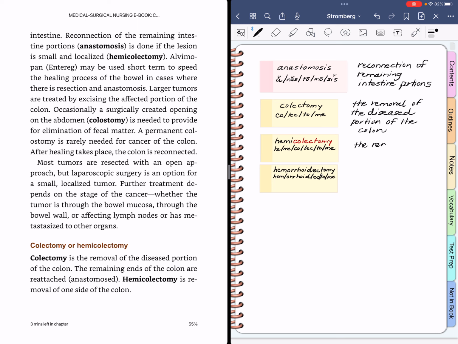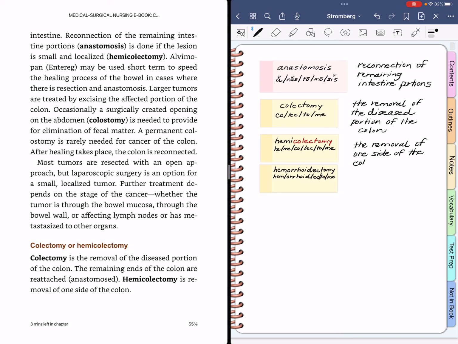So I'm just writing down these definitions as I find them. If you have trouble defining the word, I'm not sure if this book has a glossary. I haven't looked back there. But if you have trouble defining it, ask your instructor to help you get the definition. The removal of one side, there's that half, of the colon.